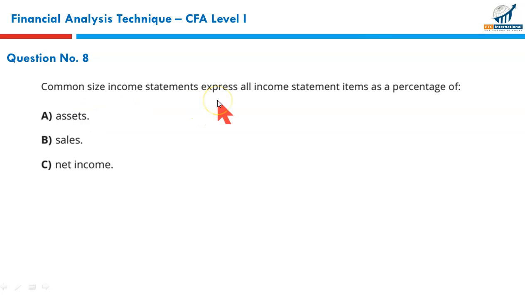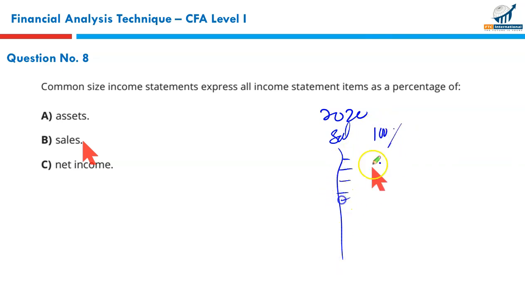A common size income statement expresses all income statement items as a percentage of what? If you have read the theory, the notes that were shared, you should know that all the items in the income statement, sales, CGS, your various types of expenses, are expressed as a percentage of sales. In a vertical common size analysis, when you have 2020 numbers, sales is considered as 100 and all the numbers below are expressed as a percentage of sales. This is called the vertical common size financial statement analysis.